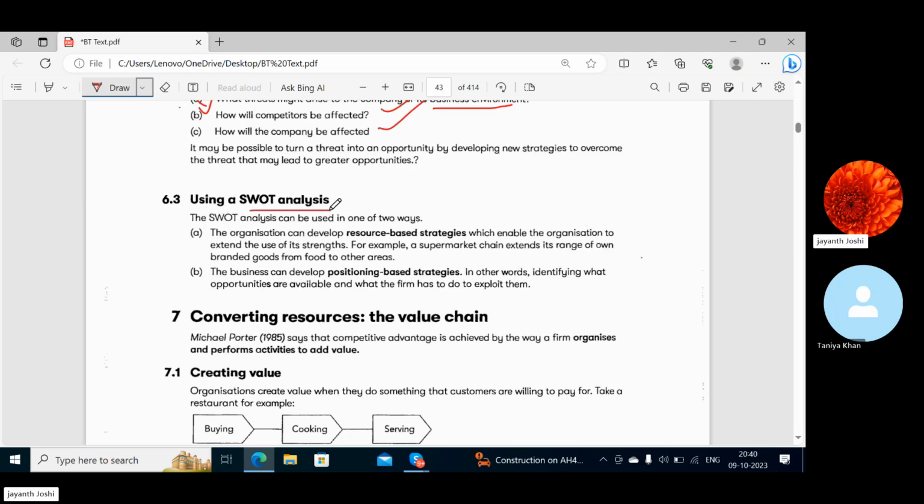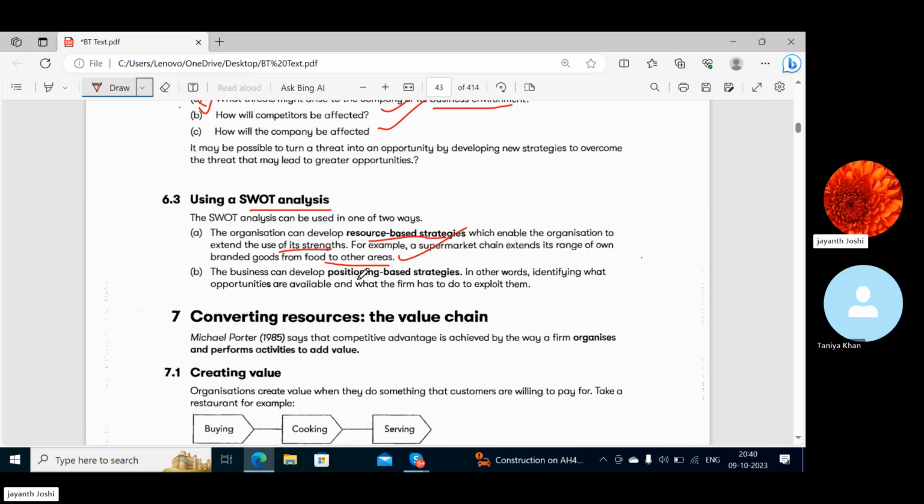Using a SWOT analysis, it can be used in one of two ways. The organization can develop resource-based strategies which enable the organization to extend the use of its strength. For example, a supermarket chain extends its range of own branded goods from food to other areas. That's how you can take advantage of your own strength, right? You already have a resource, you are already an established one. So now you can make your own products and sell in your own supermarket chain. That will again create one more business opportunity, right?